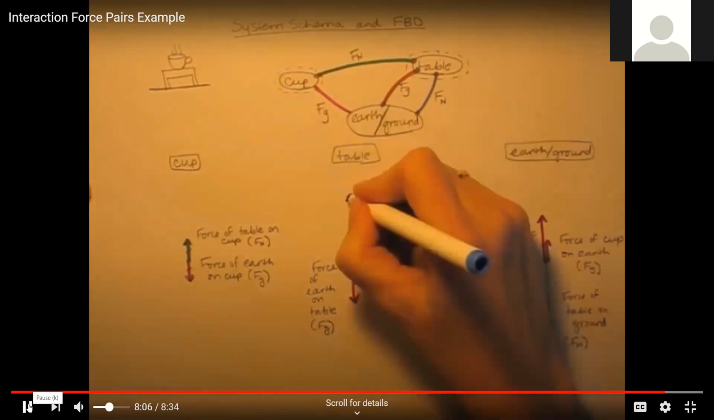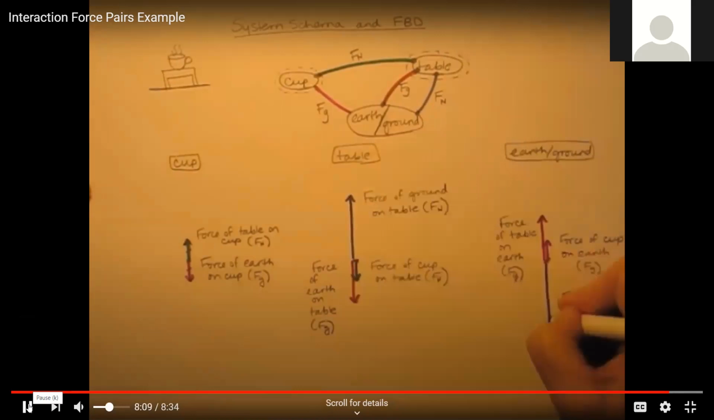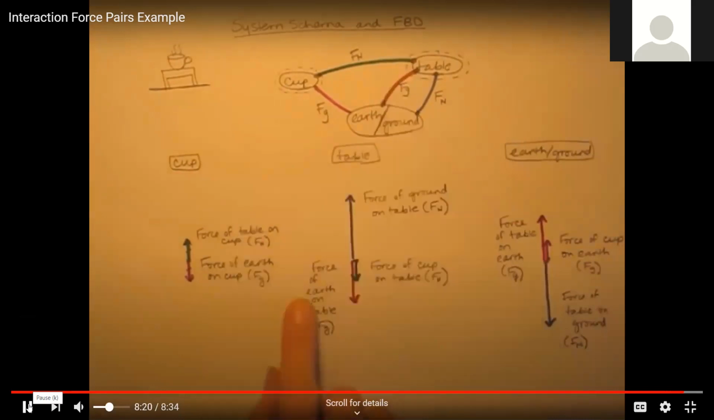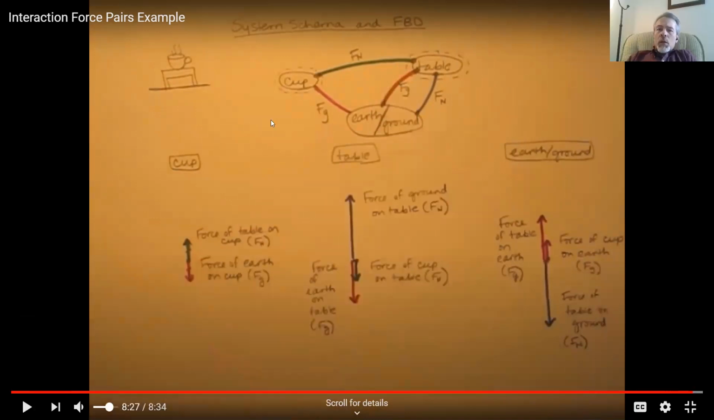And these forces were blue. So that's an example of how to draw a color-coded system schema diagram where each interaction is a different color. And then on the free body diagrams, we can see where the different forces are that are part of each interaction force pair. Okay, so what I wanted you to see, this kind of pulls everything that we've gone over together with forces, is that if you draw the system schema, you can actually see where all the interaction pairs are.